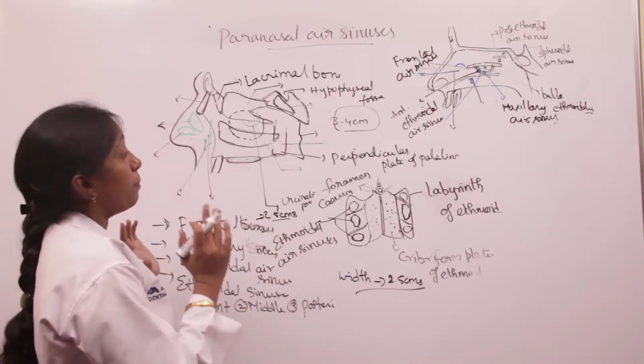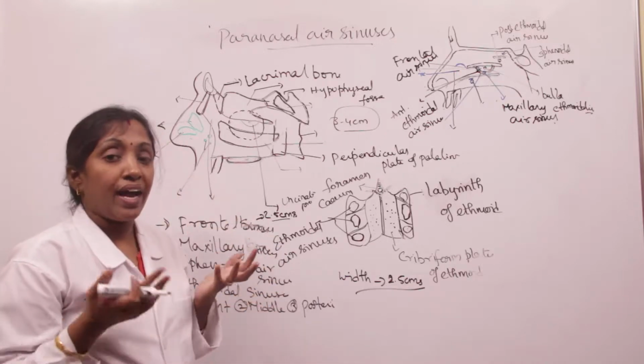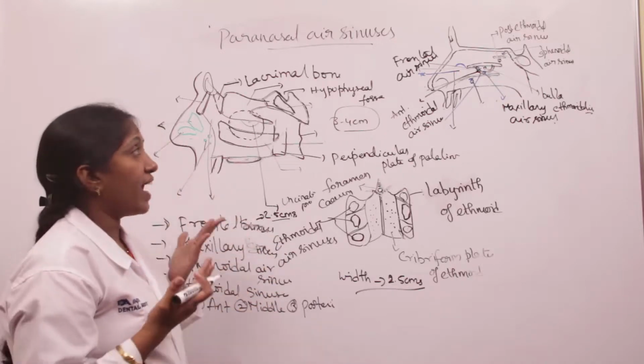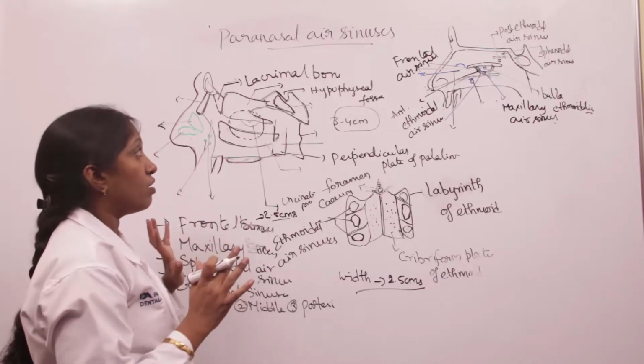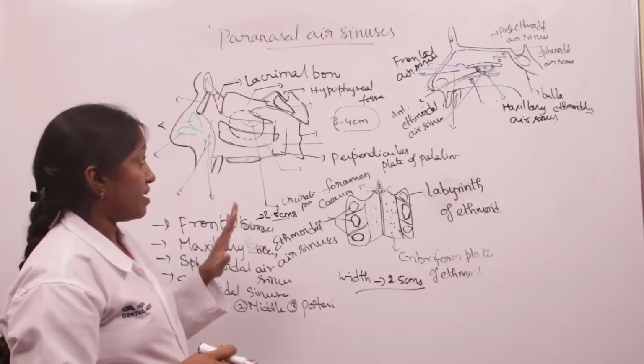So these paranasal air sinuses warm up and humidify the inspired air. They act as resonators for the voice, and they make the skull light weight. So that's about the maxillary air sinuses.